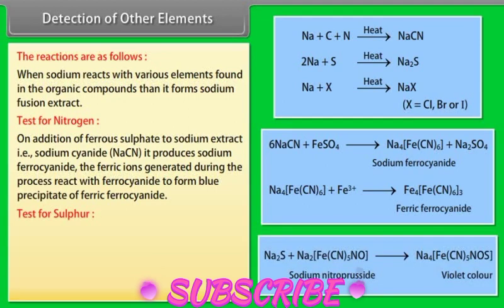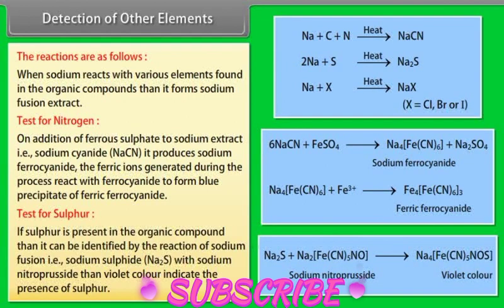Test for sulfur. If sulfur is present in the organic compound, then it can be identified by the reaction of sodium fusion extract, that is sodium sulfide Na2S, with sodium nitroprusside. A violet color indicates the presence of sulfur.